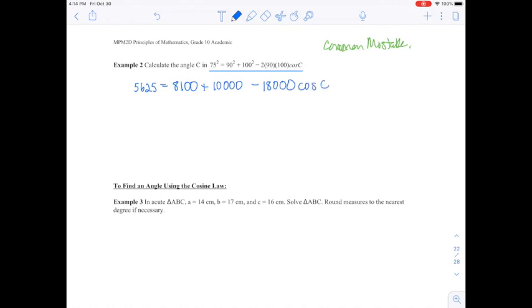Now here is where the mistake happens. The mistake happens when guys take these three terms and add them together. So the mistake would look like this: 5625 is 8100 plus 10,000 minus 18,000. So you're going to get 100 cos C. But that violates BEDMAS, right? Because there is multiplication happening. So this is a term all glued together. So you're not going to do this. I'm going to leave that up there just as a reminder.